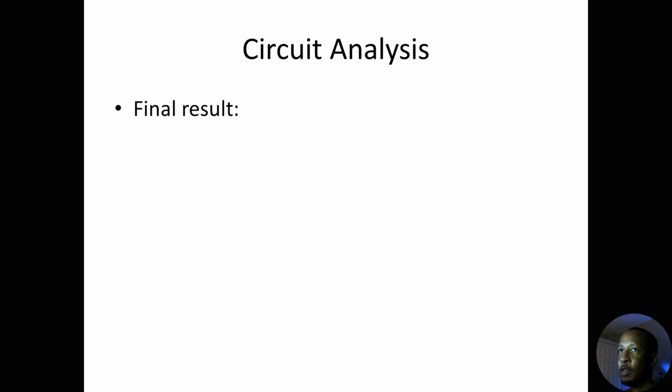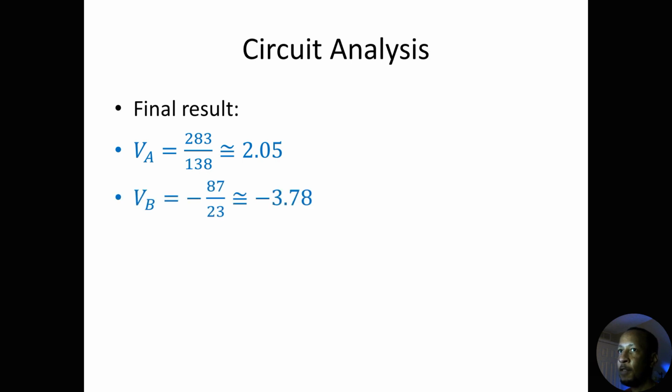And we have that VA equals 283 over 138, which is approximately equal to 2.05. VB equals negative 87 over 23, which is approximately equal to negative 3.78. And VC equals 9 plus VB, which equals 120 over 23, which is approximately equal to 5.22.